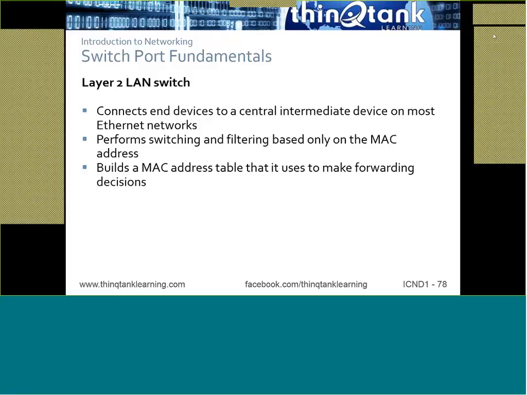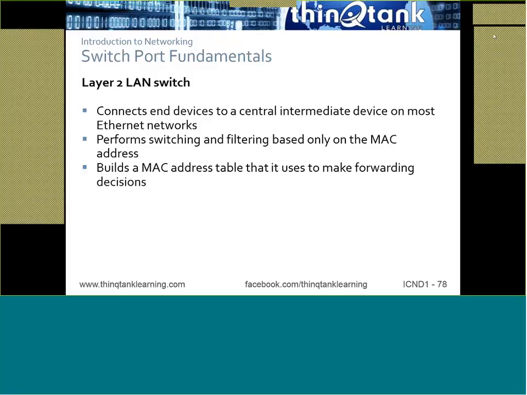Layer 2 switches connect end devices to a central intermediate device. They perform switching and filtering based on MAC address. Okay? In fact, a switch builds a database called a MAC address table. That MAC address table is built dynamically in the switch, and it is used to make forwarding decisions. So out of the box, you turn on a switch, it's dumb as a brick.